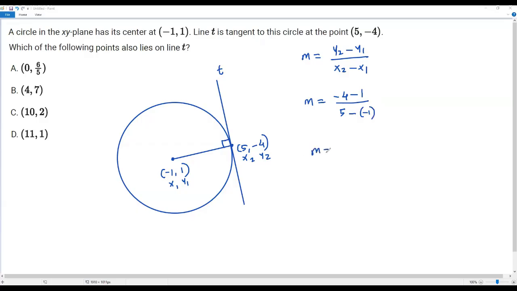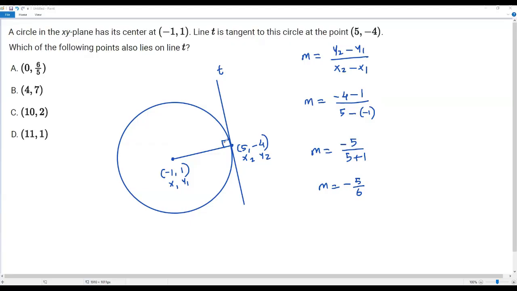Then we get m equals -4 - 1 over 5 - (-1). When I combine them, I'm getting -5 divided by 6. Negative times negative will become positive, so the denominator is 5 + 1. So m equals -5 over 6. Okay, now I got the slope of the radius, that is -5 over 6.